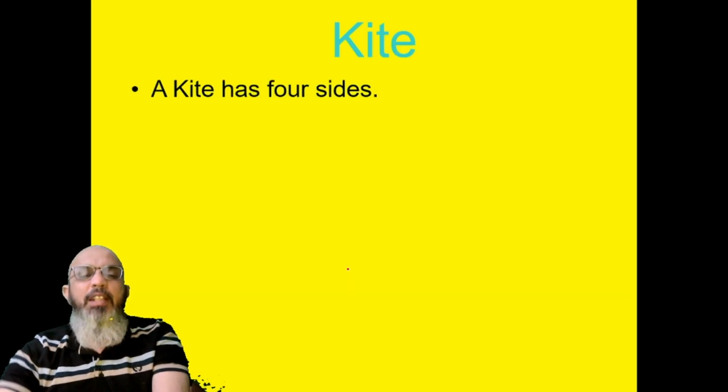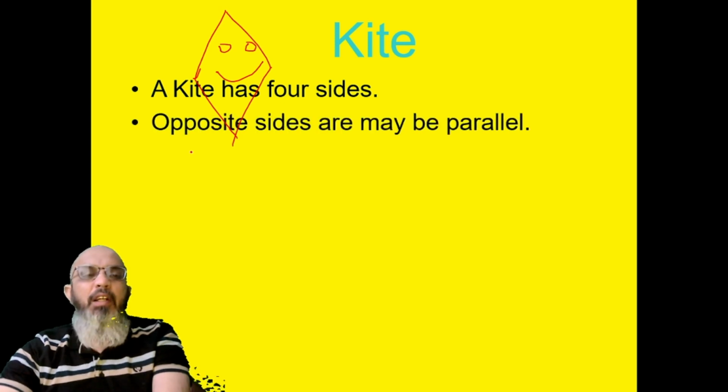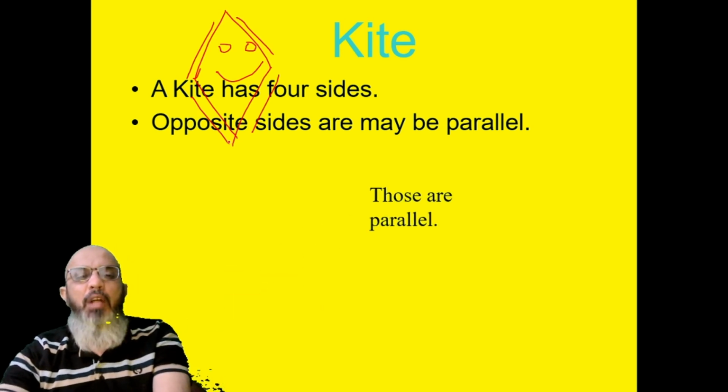So the next shape is the kite. Do you know what is the shape of a kite? Like this. That is a kite. So it has four sides. Opposite sides may be parallel. Opposite side means this side may be parallel to this one and this side may be parallel to this one. It may be parallel, it may not be parallel. That is a property of a kite.